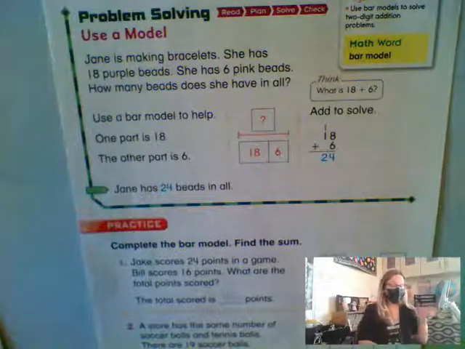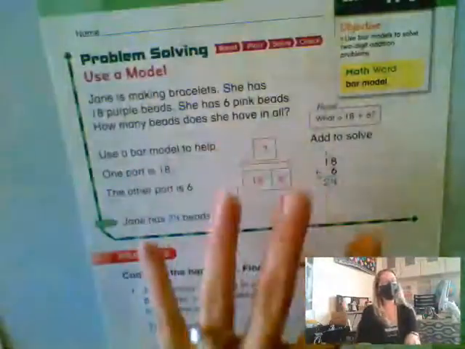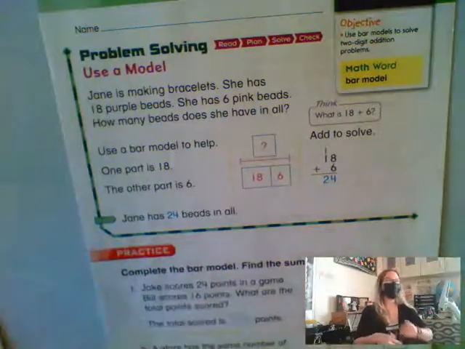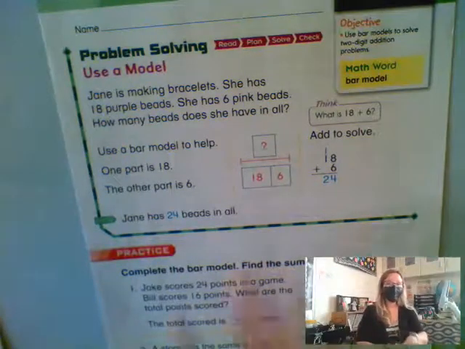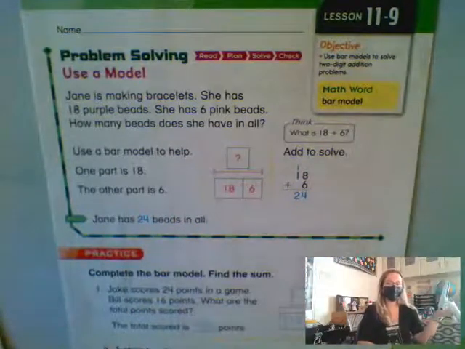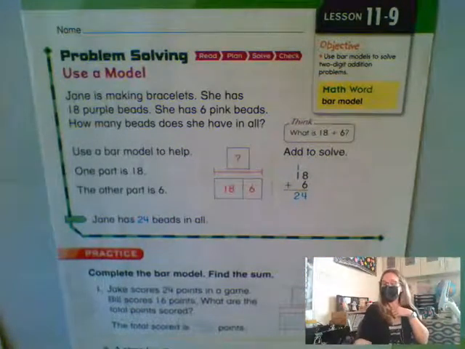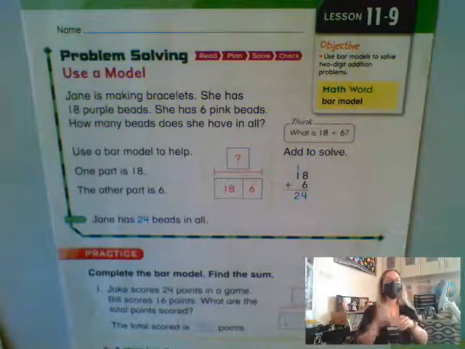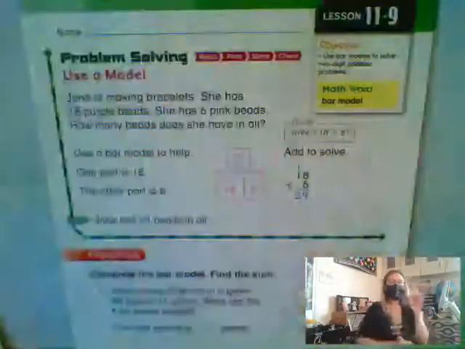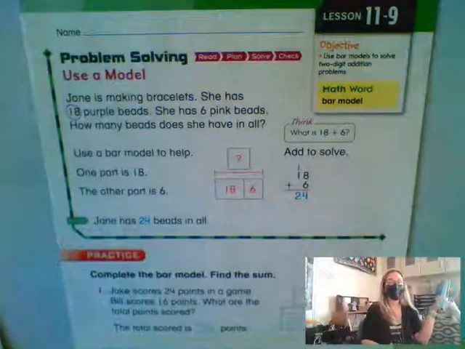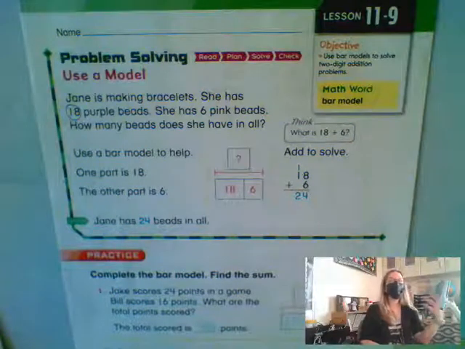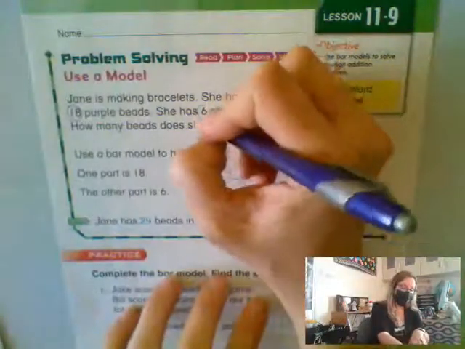Okay? So right now, let's look at the sample that they have here, figure out what they did, and then we'll go through and complete the practice problems, okay? So this one says, Jane is making bracelets. She has 18 purple beads. So would you take your pencil right now and circle 18? That's an important number. She has 18 purple beads, okay? She has 6 pink beads. So circle 6 pink beads.